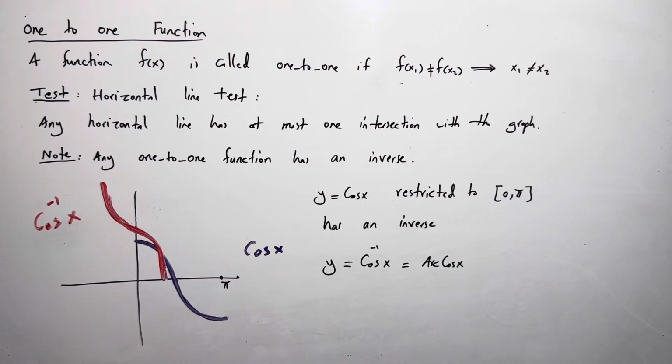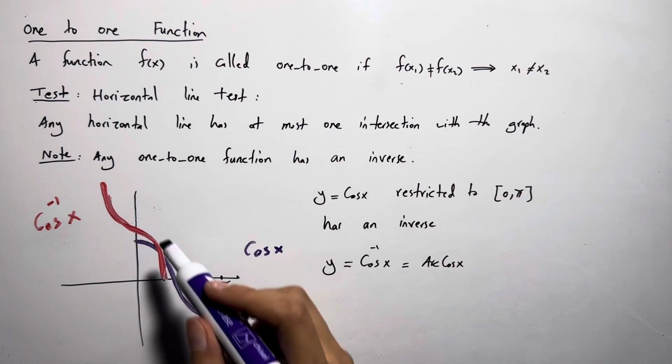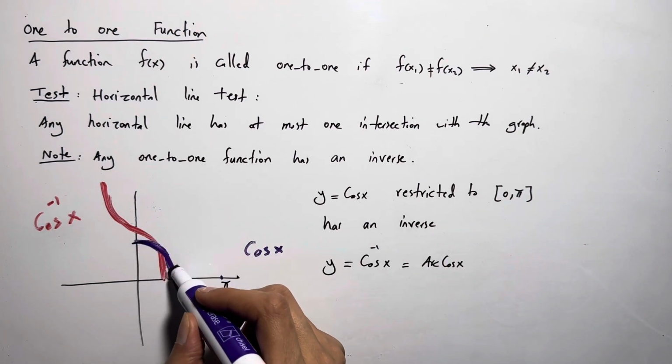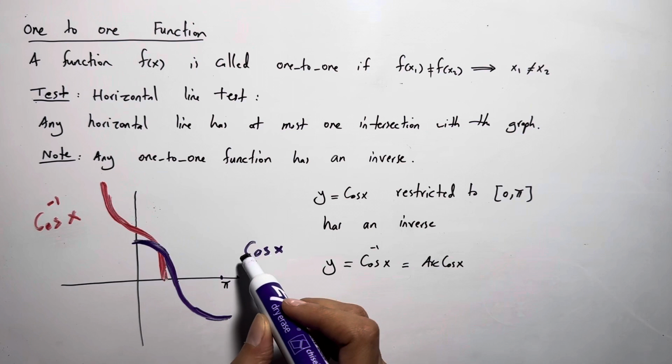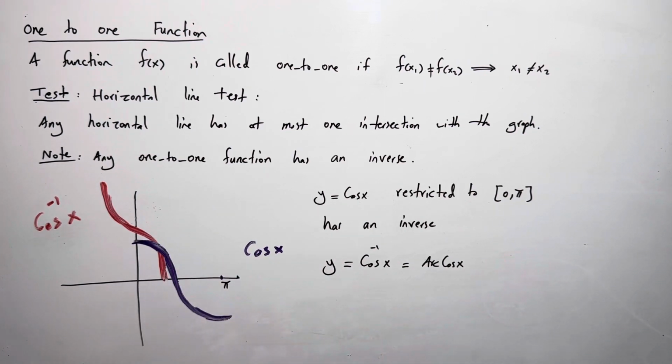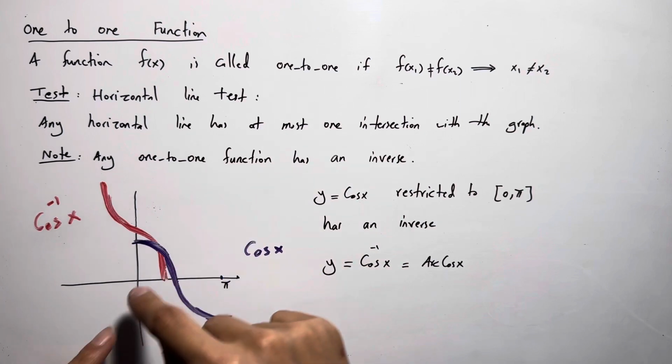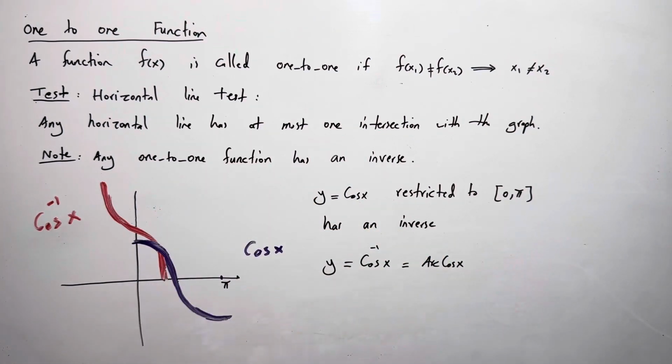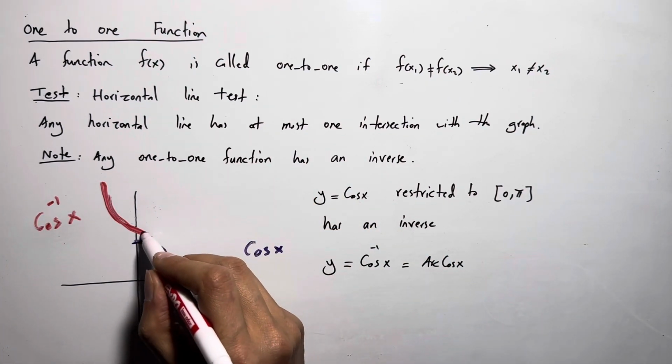The graph of cosine restricted to 0 and pi is represented here. This is just your cosine x between 0 and pi. However, if you try to graph the inverse, it needs to be symmetric with respect to the line y equals x. This is the graph of inverse cosine.